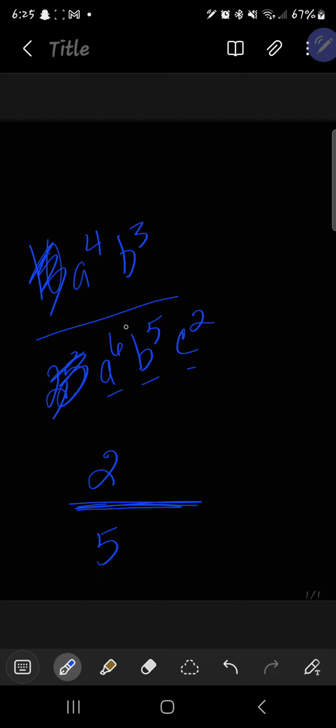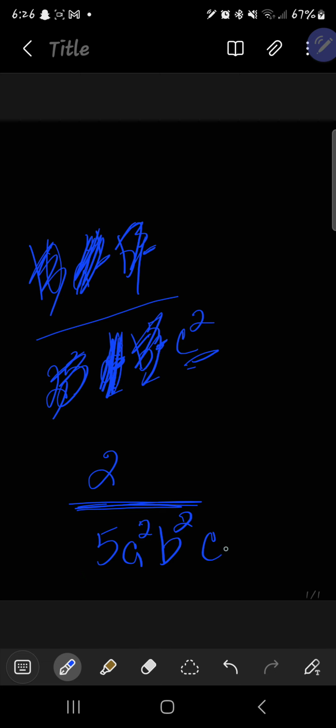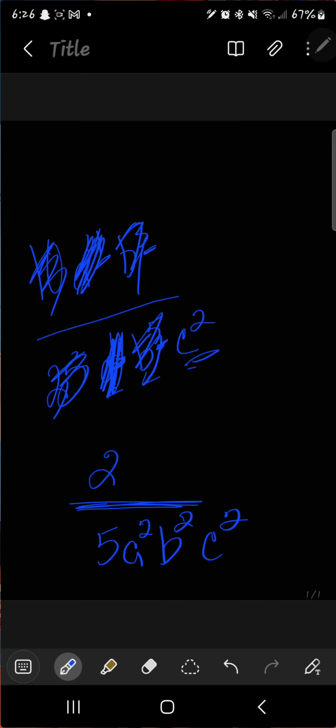Now I have my A's. So A to the fourth and A to the sixth. 6 is my bigger number, so I know that my A is going to be on the bottom. And 6 minus 4 is 2. So done with that. Then I have B to the fifth and B to the third. So the 5 is the bigger number. So I know my B is going to be on the bottom. And 5 minus 3 is 2. And then the last thing is the C squared. We just bring it down. And that's your answer.